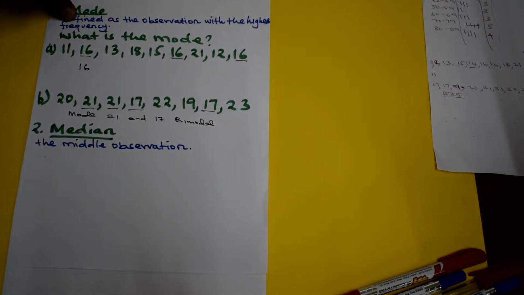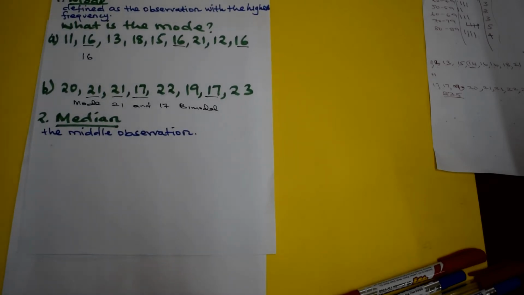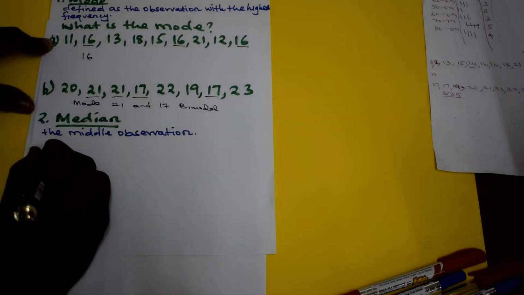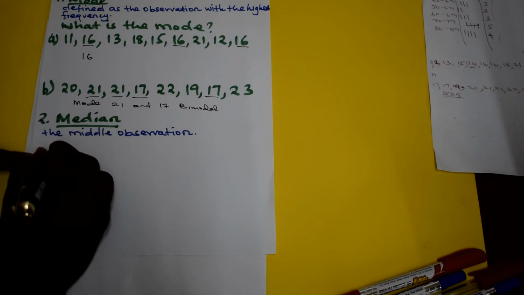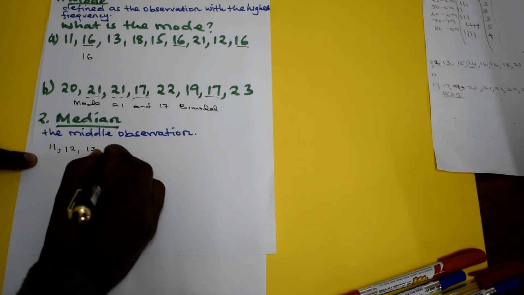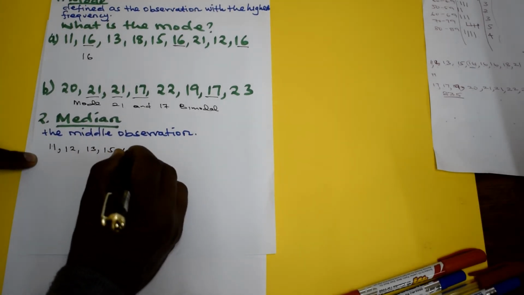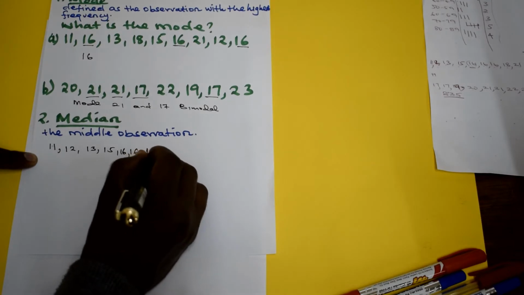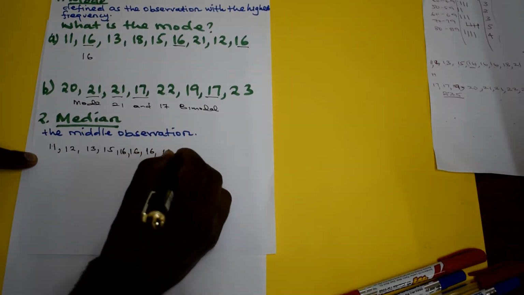Then we have what we call the median. And the median is the middle observation, the one at the center. So using the same data, we can arrange this data into either ascending or descending order and then get the middle term. So let's start with the first one. We start with the smallest to the highest. So this one is going to give us 11, 12, 13, 15, 16, 16 again, 16, 18, and 21.